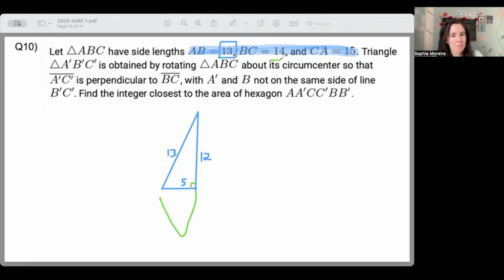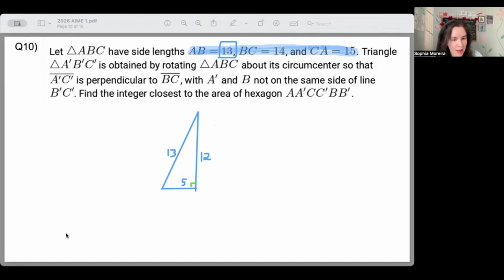5, 14. Doesn't feel like any inspiration there. 5, 15. Not feeling any inspiration there. No worries. Let's go ahead and try sticking stuff over here. 12, 14. Not seeing anything. 12, 15. Oh, that's a 3, 4, 5 triangle. So that's scaled up by a multiple of 3. So therefore, we're going to want here a 9, 12, 15 triangle.